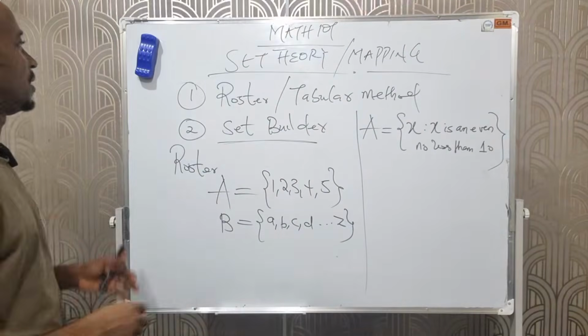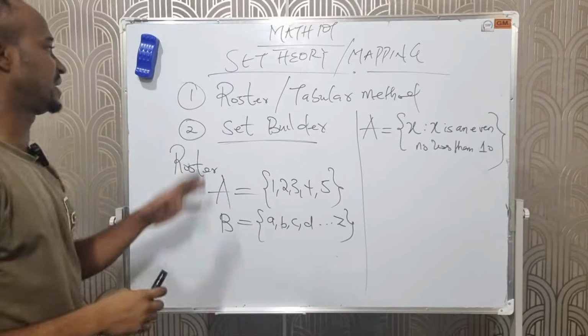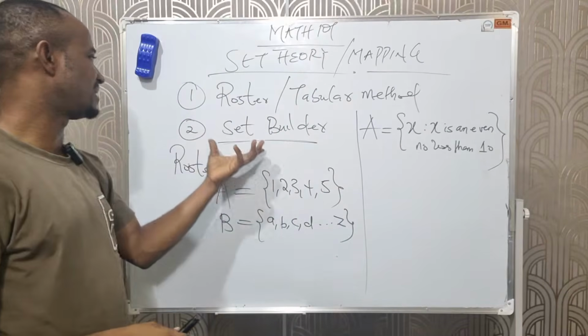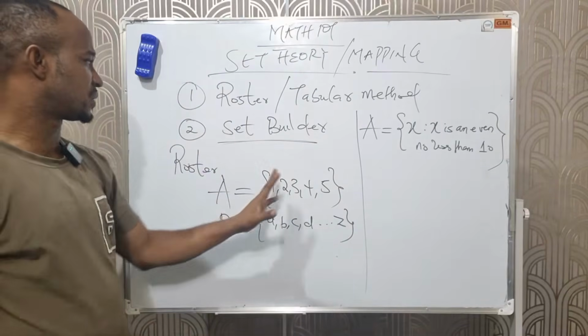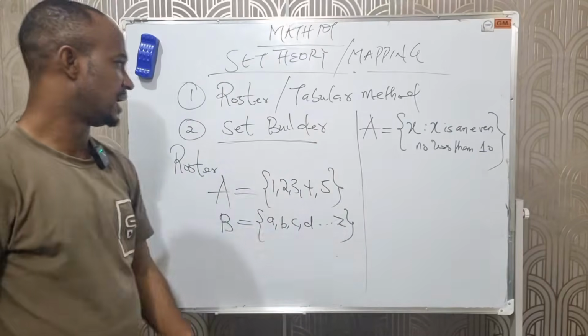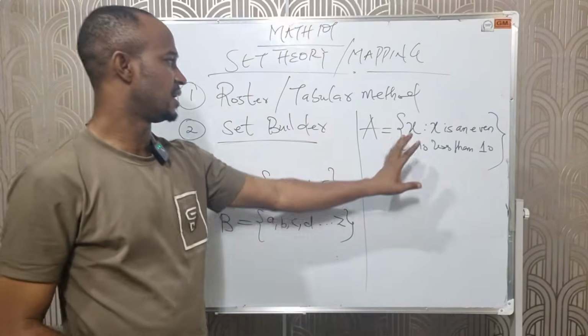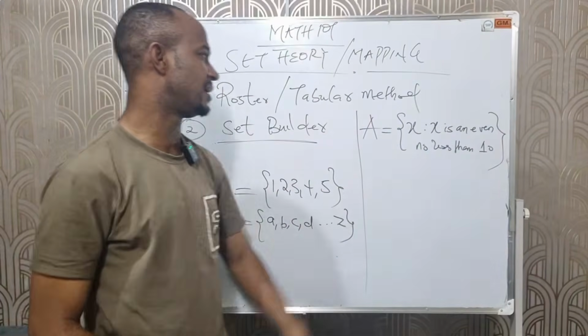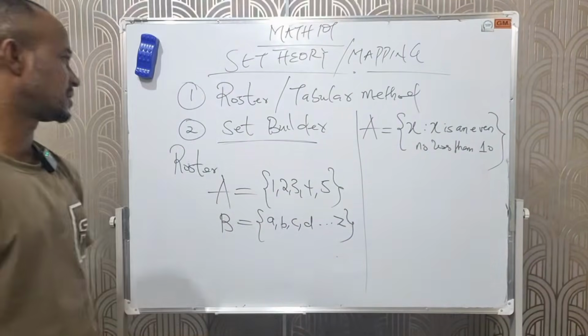Now, we have seen that we have 2 ways of representing sets. We have the roster method, also called the tabular method. Then we have the set builder, which is also known as the set notation, like we saw that A is a set of X elements so that X is an even number less than 10.